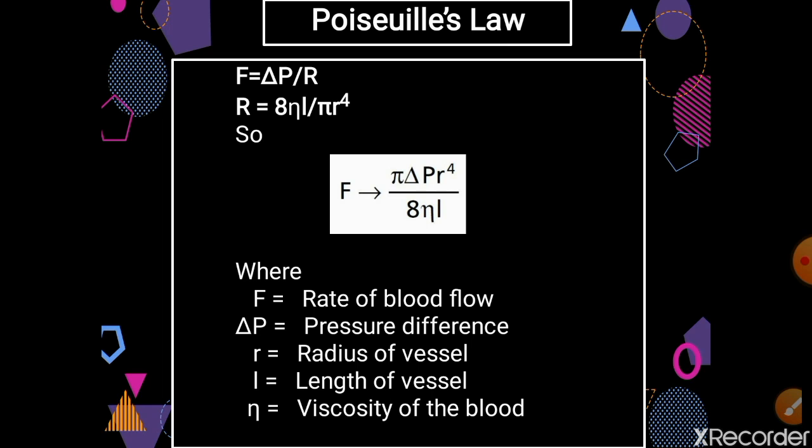According to this law, the flow of the blood increases when the pressure difference at the two ends of the blood vessel increases. The blood flow also increases when the radius is increased, and this increase in the flow is 4 times for every unit change in the radius. The blood flow decreases when the viscosity of the blood increases. This is due to greater resistance. Also, the blood flow decreases when the vessel length increases.